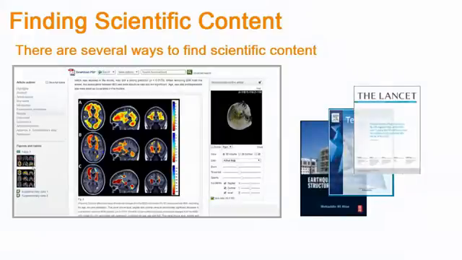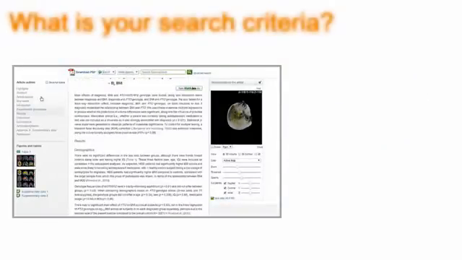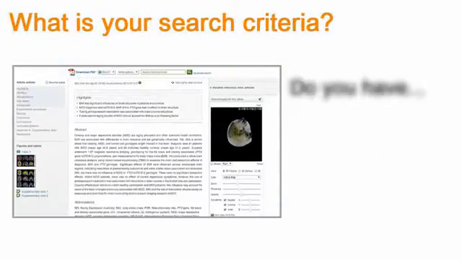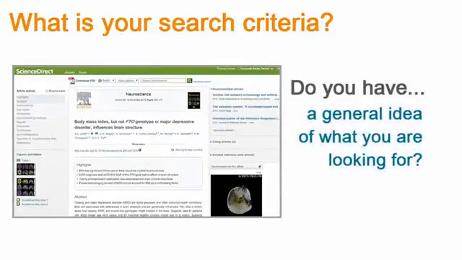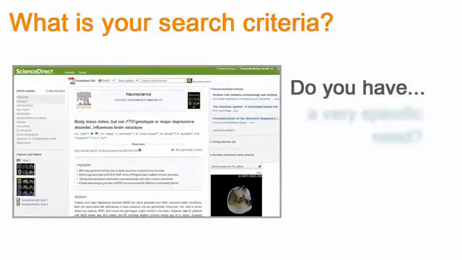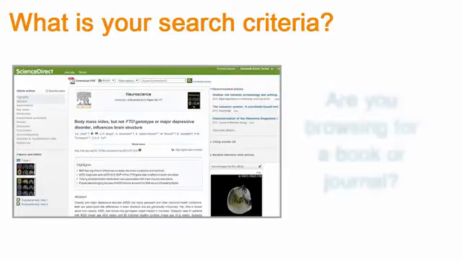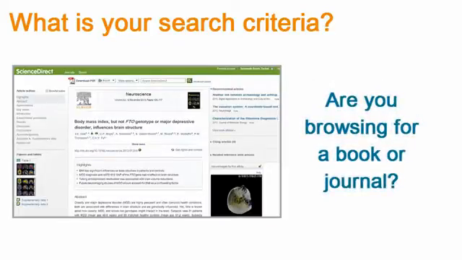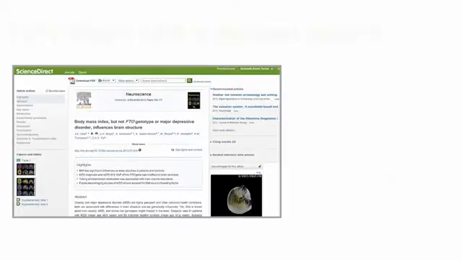There are several ways to find content in Science Direct, each dependent upon your search criteria. For example, you may have a general idea of what you are looking for, a very specific need, or perhaps you are browsing for a book or journal in a specific subject area.